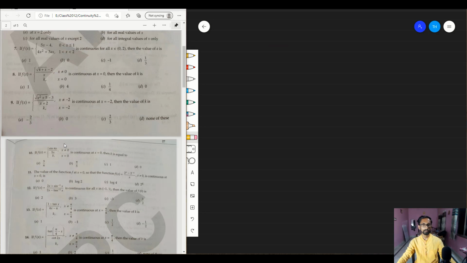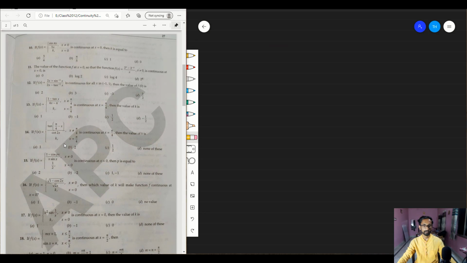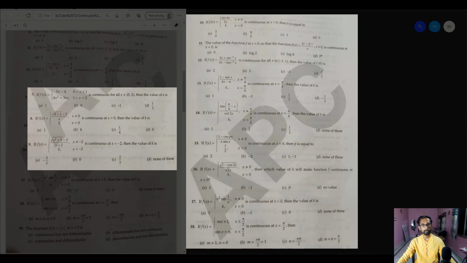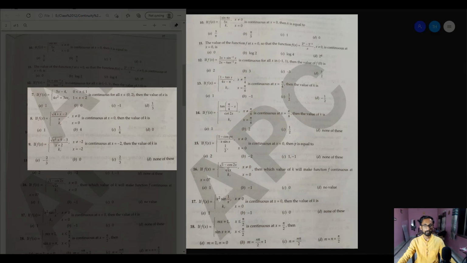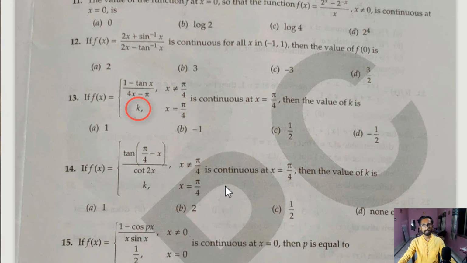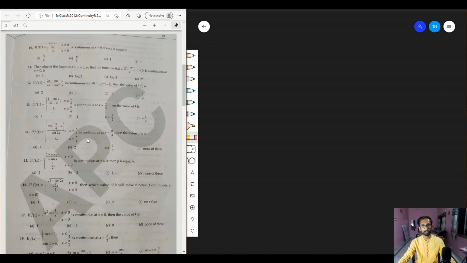Question number 7 to question number 18, all these questions are of the same type. In this particular type of question, the definition of the function will be provided, and it will be told that the function is continuous at a particular value of x. In the definition of the function, there will be 1 or 2 unknown constants. We just need to find the value of that particular constant for which the given function is continuous.